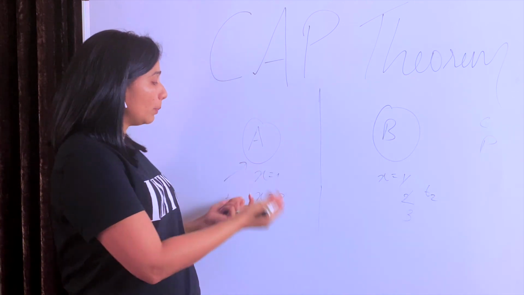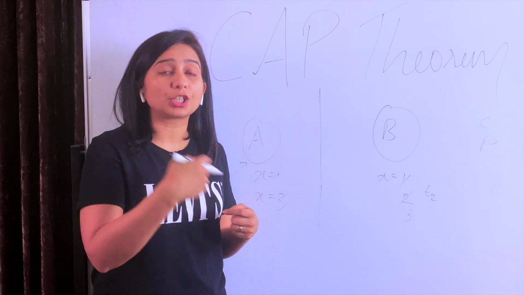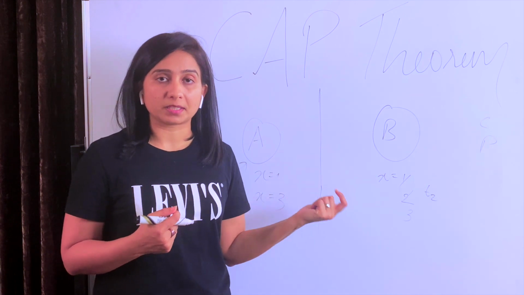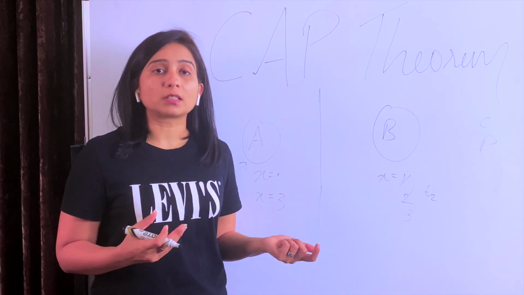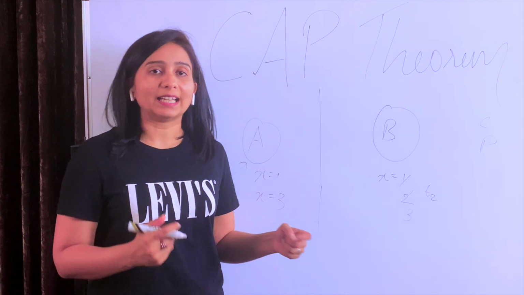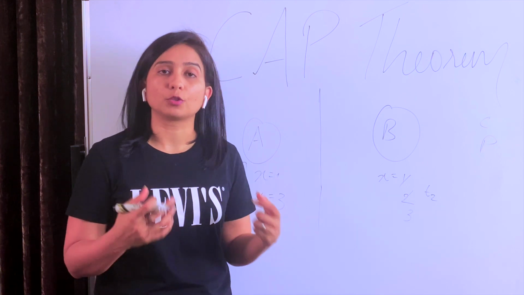Suppose one person has withdrawn money from one ATM, and the same person is trying to log in from the account, there will be a discrepancy in the system. But if it's something like the number of views on your YouTube video, then a little inconsistency is fine, because within a few minutes the system is going to catch up.